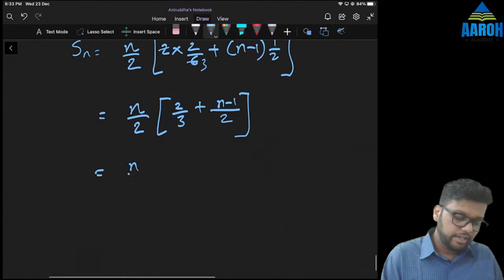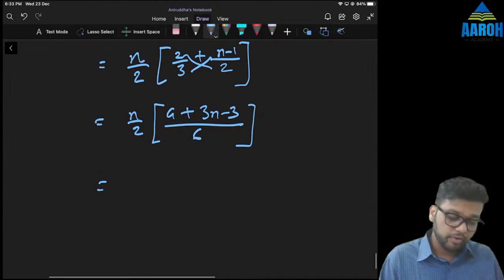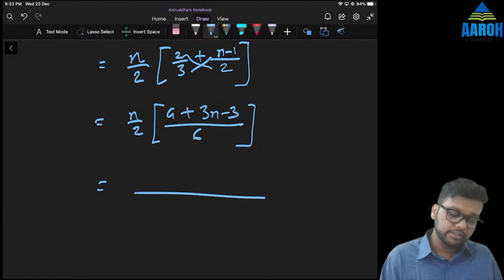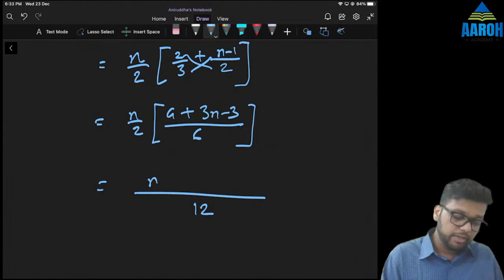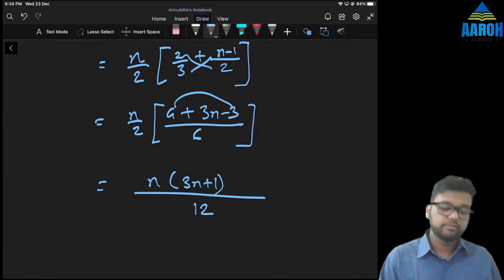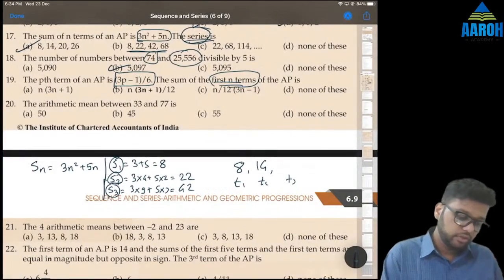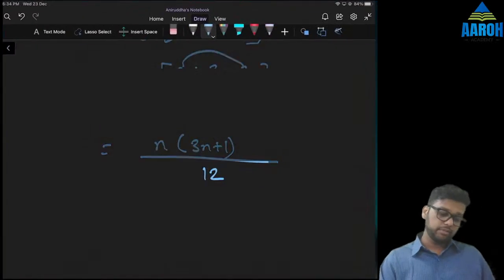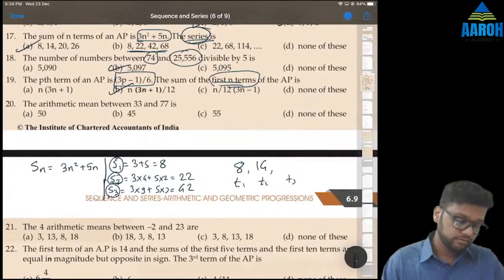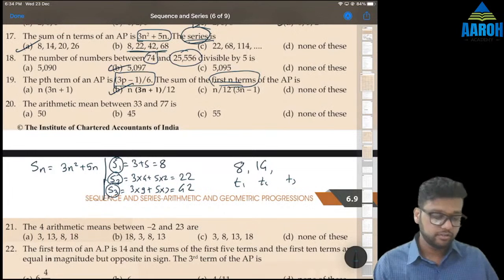Let's take the LCM. n by 2 into, if we cross multiply, 2 into 2, 4, plus 3n minus 3 upon 3 into 2, 6. So the final answer is going to be what? In the denominator we will have 2 into 6, that is 12. In the numerator, 4 minus 3 is 1, so n into (3n plus 1). Let's check if this is in the options. Option B, n into (3n plus 1) by 12. 19th should be B. Let me know if you have got it, then I'll go ahead to 20.